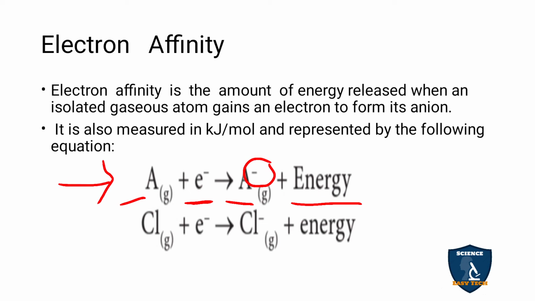Take chlorine gas as an example. Chlorine plus an electron is added and forms Cl minus. During that, energy is released. So electron affinity means what? Adding electrons to the gaseous atom. During that time the energy is released and the anion is formed.